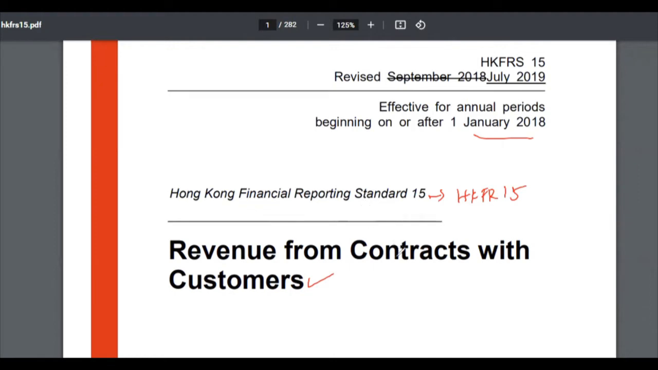This video is going to be a short introduction on the standard. The standard, as you can see, is quite long. It's about 280 pages, close to 300 pages. So of course, we will not go over all 300 pages, but this one is going to be a very short introduction on HKFRS 15, and then later on we will talk about the standard in detail in later videos. So stay tuned for more videos on this standard.